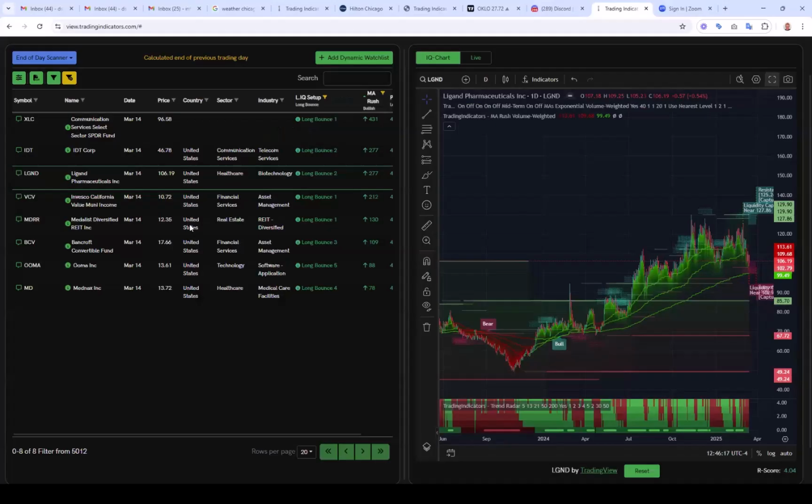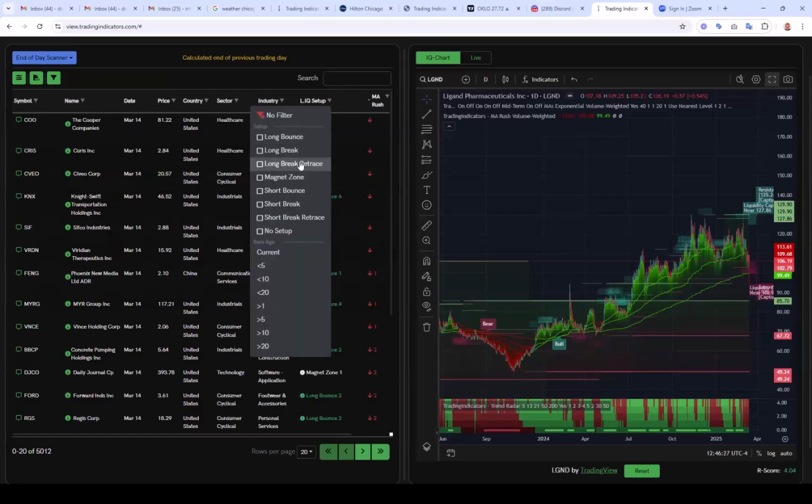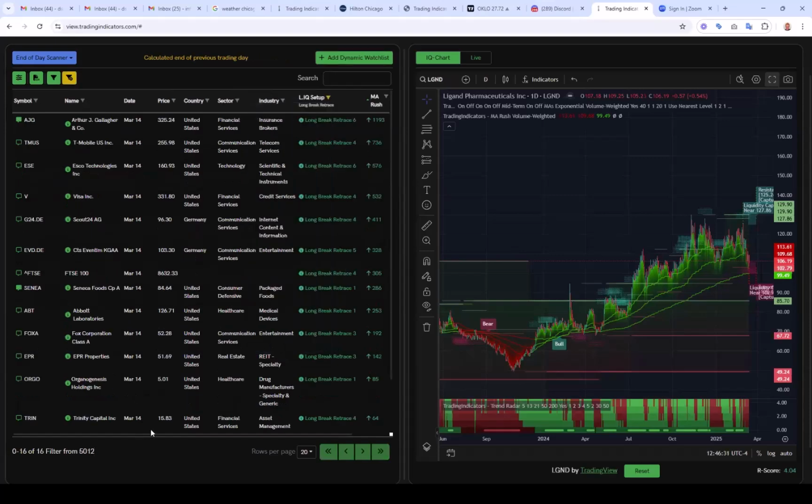So back to the dashboard. I'm going to clear out all the filters by clicking on this yellow box here, this button here. And I go to Liquidity IQ and now filter by zone break retrace. You can see 16 symbols survived. Okay, that's not a lot either from 5,012 symbols. So which ones are these symbols?